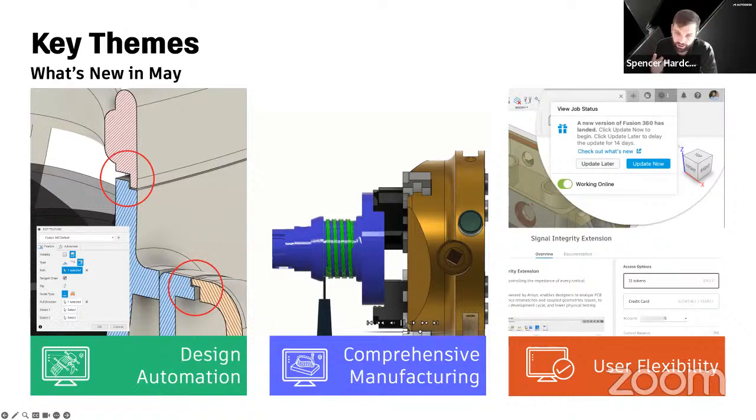And so 3 themes: a theme of automation, a theme of being comprehensive, and a final theme of allowing the user to use the product in a flexible way. And as I said, as they go through each and every workspace, keep those themes in mind.